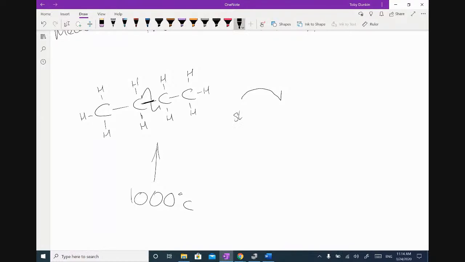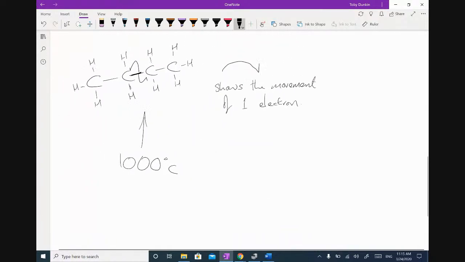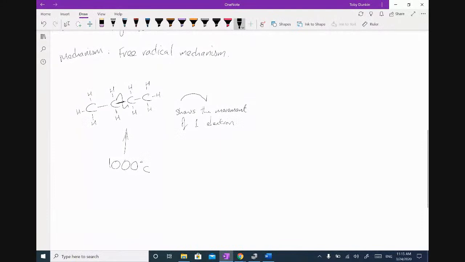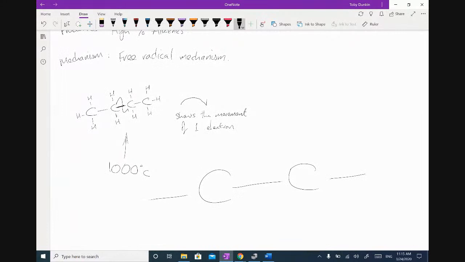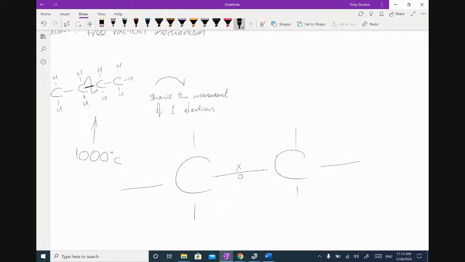And this shows the movement of one electron. I'm going to come back to this when I'm doing mechanisms in my next webinar, and it's actually really important that I do. It shows the movement of one electron. What that means is, if we were to zoom in on this, we've got one electron here and here.